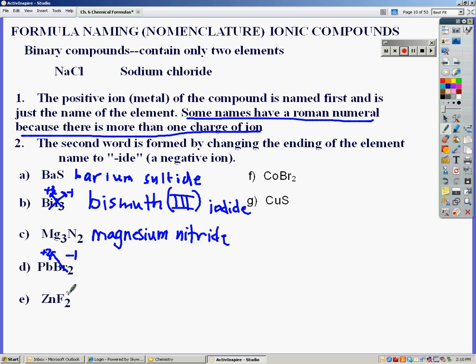And as long as everything equals 0, right, if I have one of these, so I have a total of a +2 charge, I have 2 of these, each is a -1, so a total of a -2 charge, it does equal 0. So we can accurately determine that this was the +2 lead ion. So we must write that into its name.